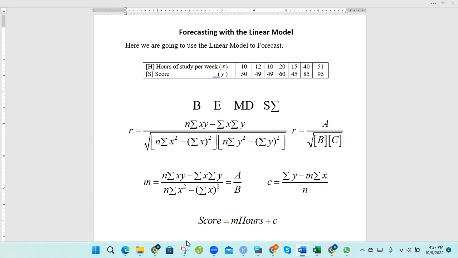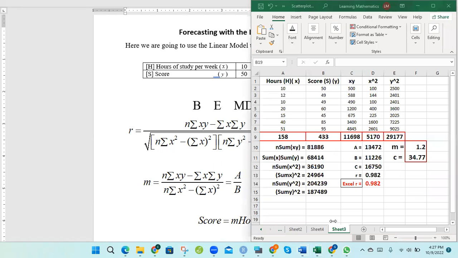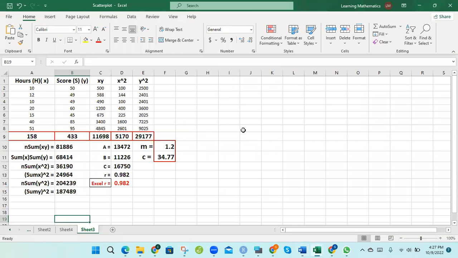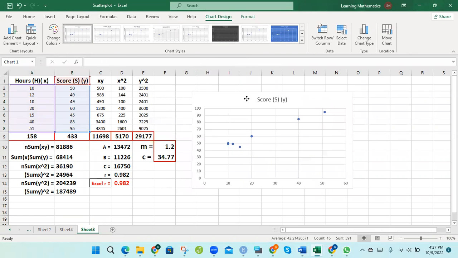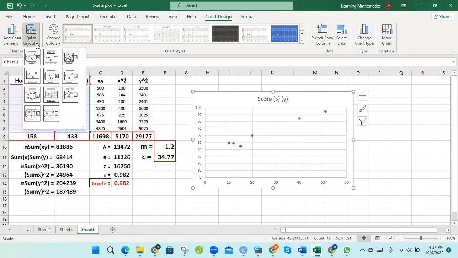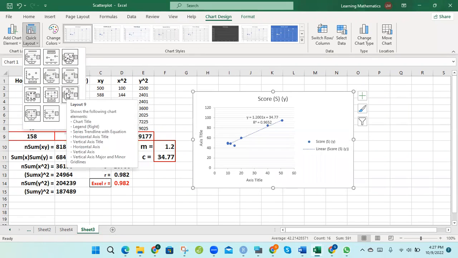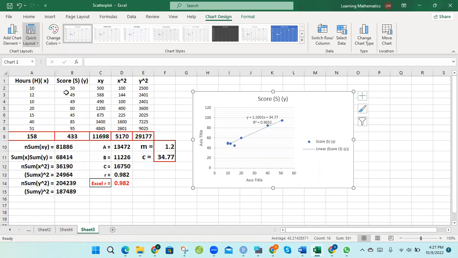We used an Excel spreadsheet. Here it is. And we got the slope to be 1.2 and the y-intercept to be 34.77. This was verified using a scatter plot. Go to insert, scatter, and here you have a scatter plot. And we went to quick layout, and layout number 9 shows the following chart elements: the chart title, the legend, and also the series and the horizontal and the vertical axis, and also the equation of the line of best fit.